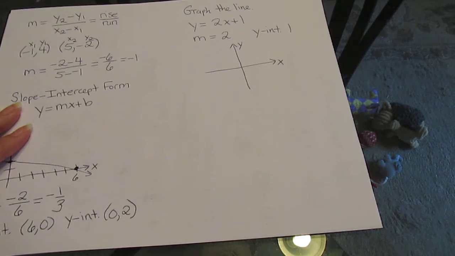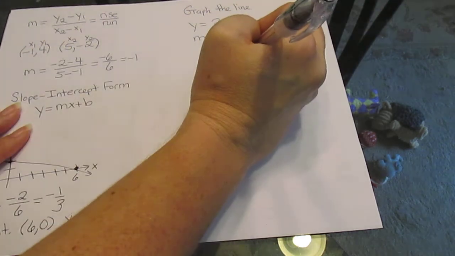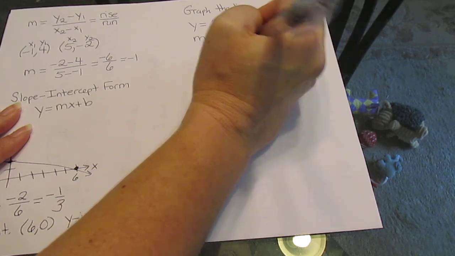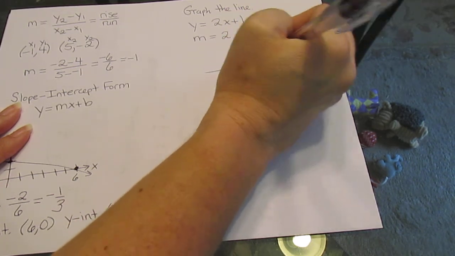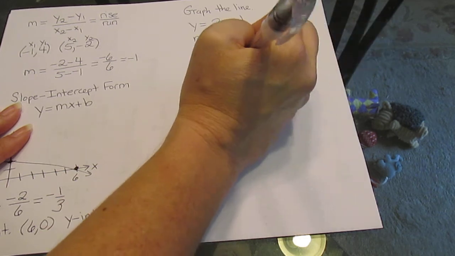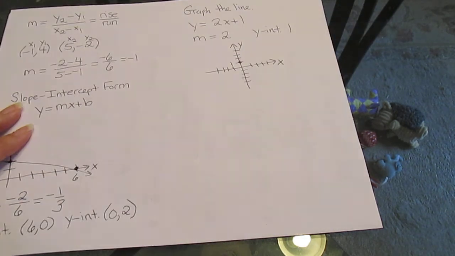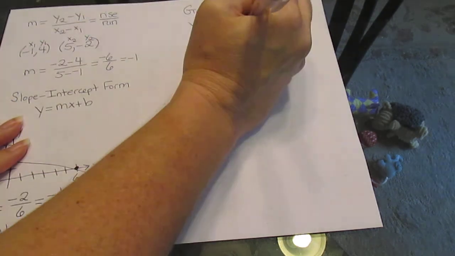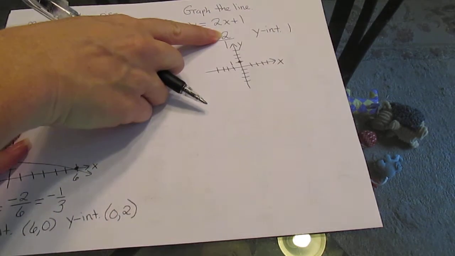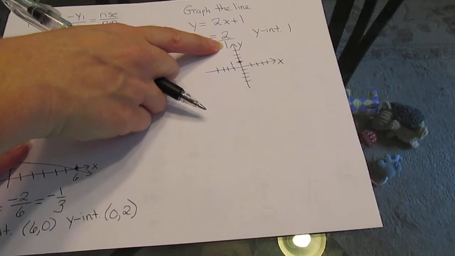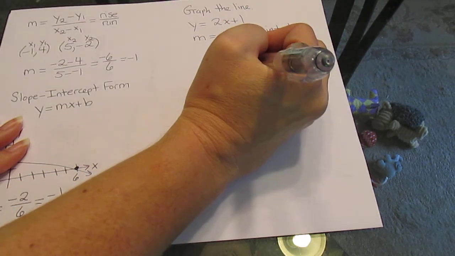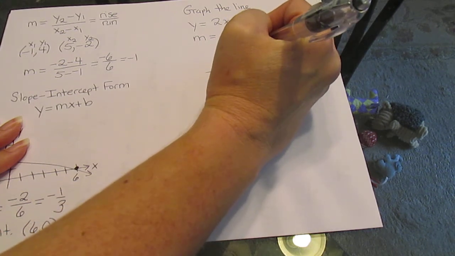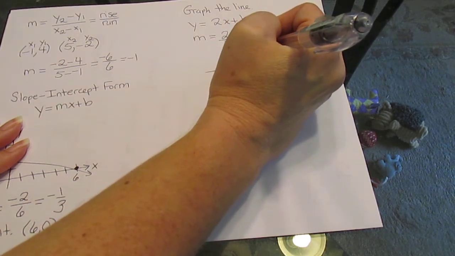Okay, first of all, plot your y-intercept. My y-intercept is 1. And remember that the slope is the rise over the run. So you can put your 2 over 1. 2 is the rise, 1 is the run. So we're going to start at the y-intercept and go up 2 and to the right 1.